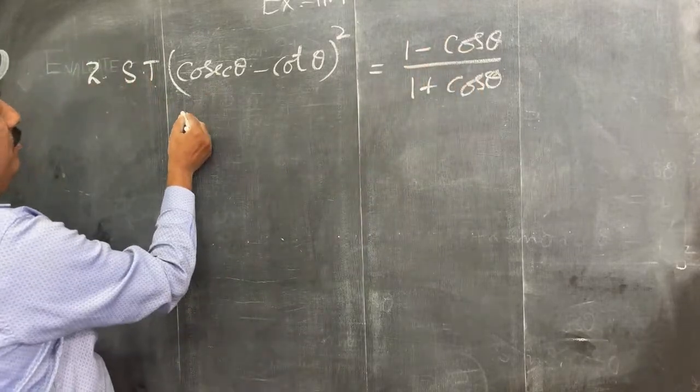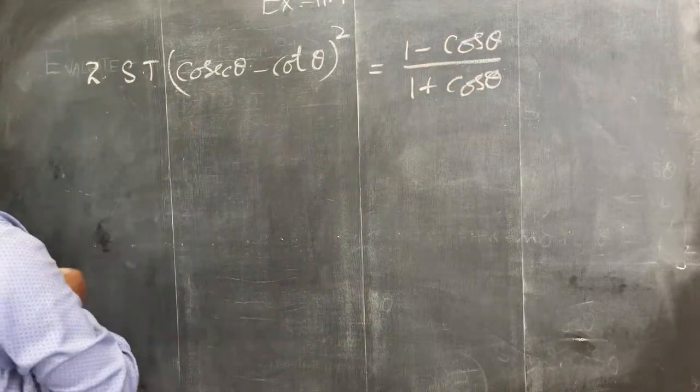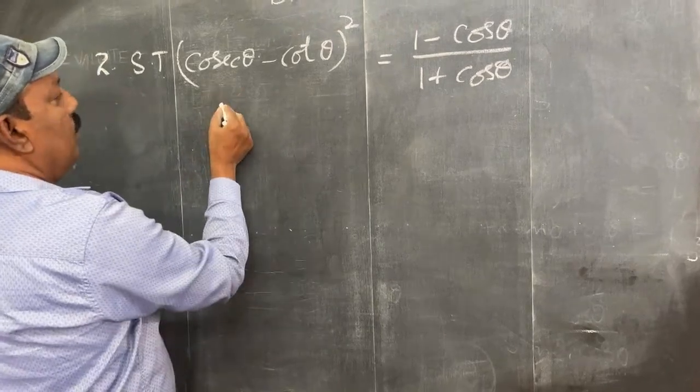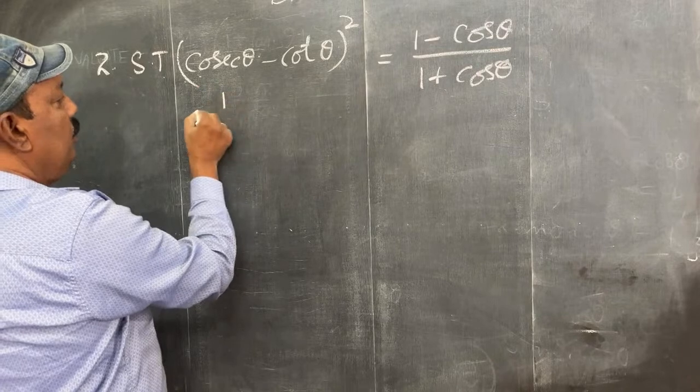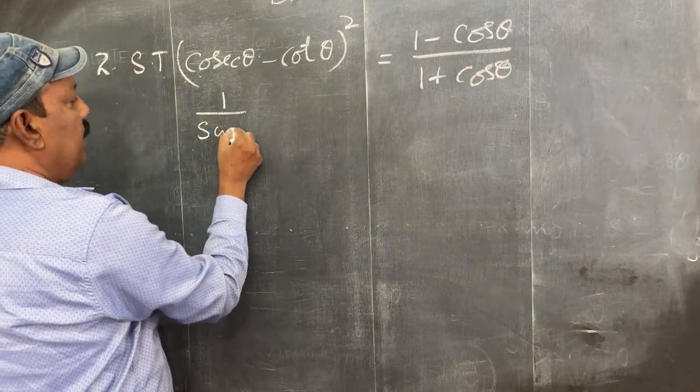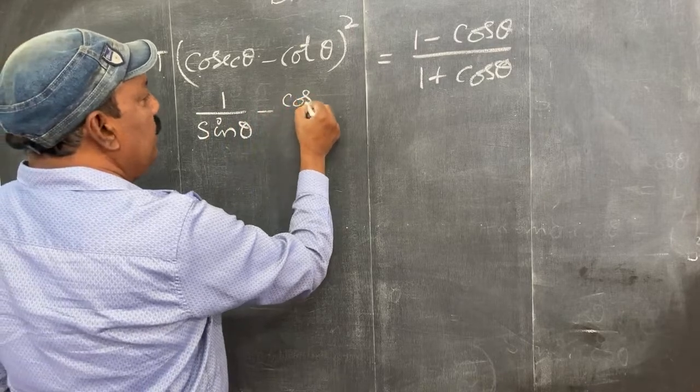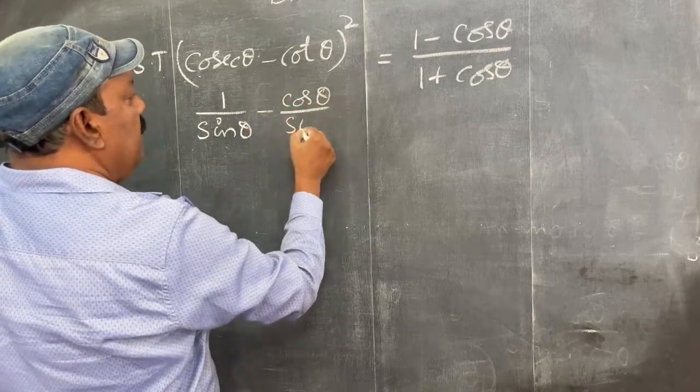So first of all, again we have to go for conversion point of view. Here we are converting the cosecant theta into 1 by sin theta. Cot theta means cos theta by sin theta.